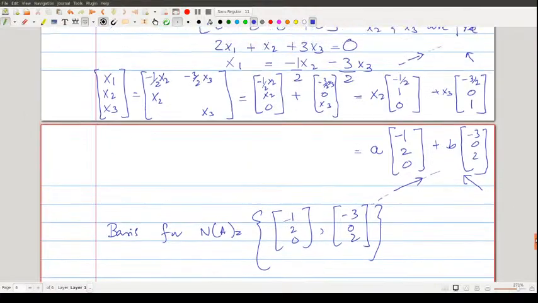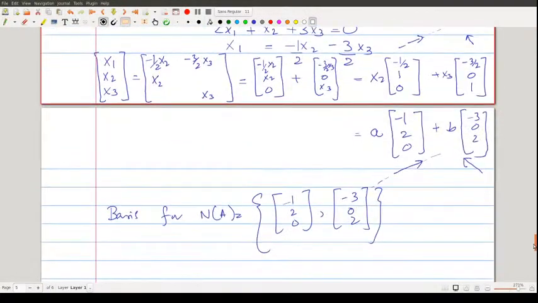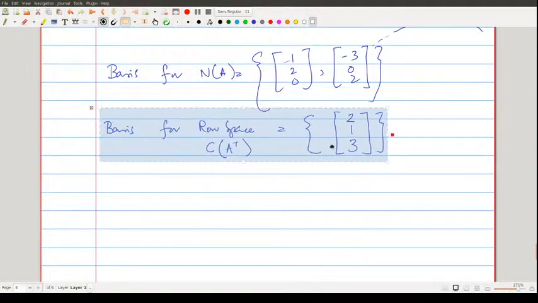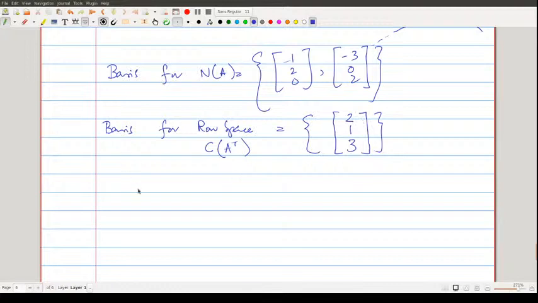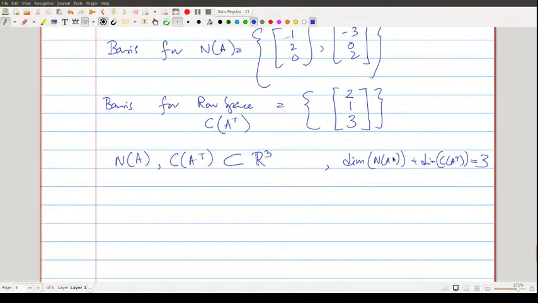And I have two bases now, one for the null space and one for the row space. Let me just bring this down. We're going to verify an important statement that we've made, that these two are orthogonal complements. Both of these spaces, the null space and the column space of A transpose, were subspaces of R3, right? The dimension over here is 2, the dimension over here is 1. Let's just think about the dimension of the null space plus the dimension of the column space of A transpose, which is equal to 3. So the first property of being orthogonal complements is satisfied, and we knew this was going to happen because we've talked about the general case.